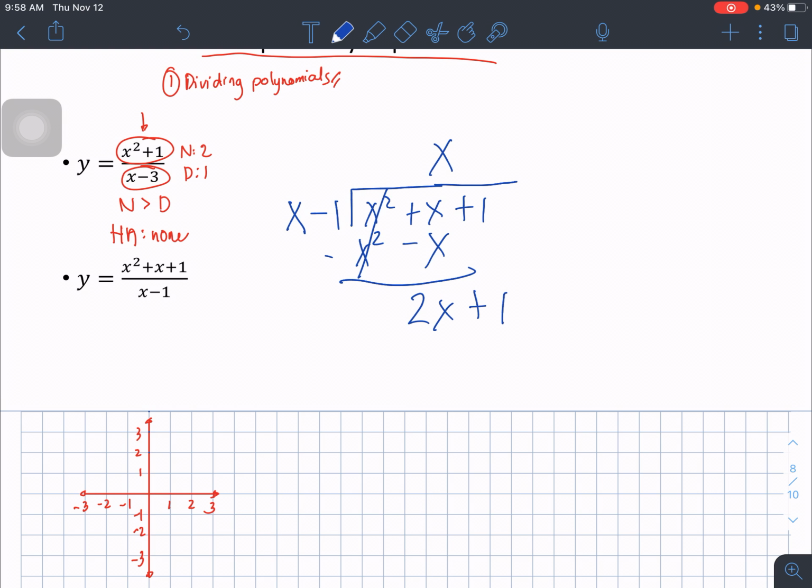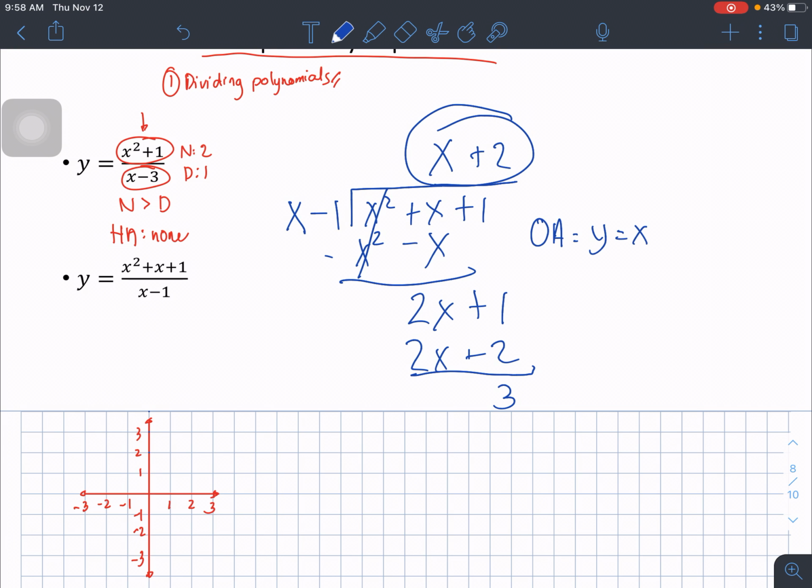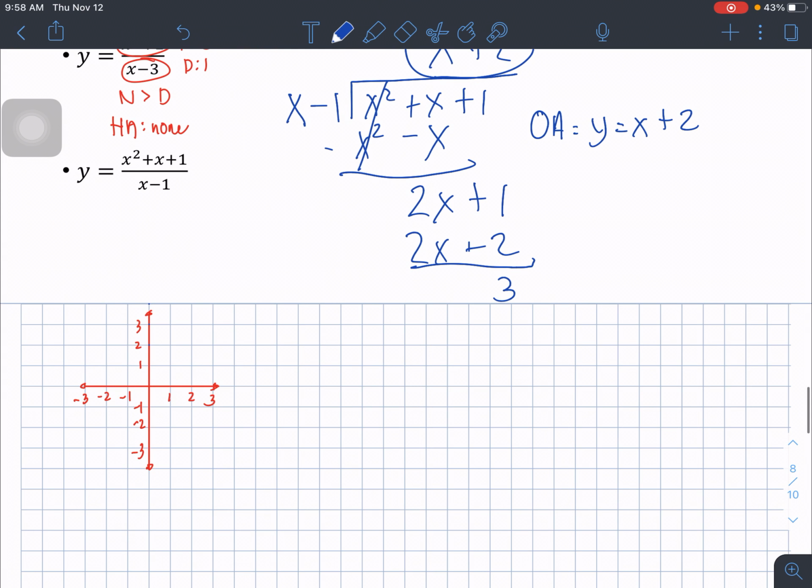So this will be 2x plus 1. So 2x divided by x will be 2. 2 times x is 2x plus, I'm sorry, this will be minus 2. So this will be 3. So there will be a remainder of 3, but we don't need this one. We only need this quotient less the remainder. So this oblique asymptote will be equal to x plus 2. So how would you find that?